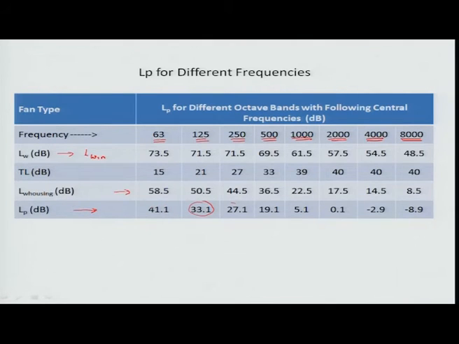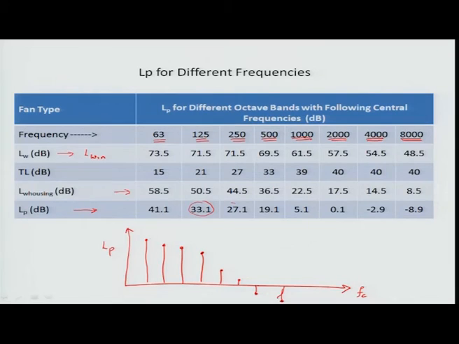So what I can also do is make a plot. Central frequency versus LP, and this is 41.1, then this is 33.3, then this is 27.9, 19.1, 5.1, 0.1, -3 and -9. This type of a plot.